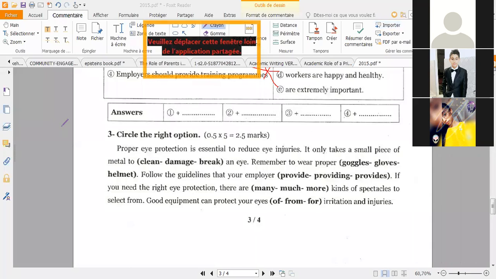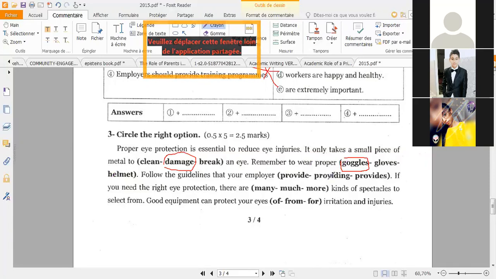Okay, so let's correct it. Proper eye protection is essential. Essential means important, okay? To reduce eye injuries. It only takes a small piece of metal to damage an eye. Remember to wear proper goggles, okay? Goggles, those big glasses, to protect your eyes.